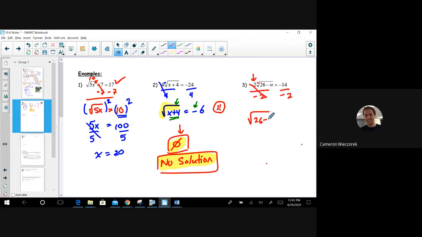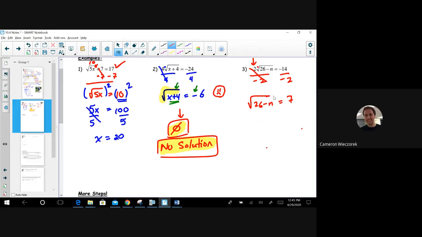So I get 26 minus n equals, negative divided by a negative is a positive. Now there's no more issue. Notice the square root is now equal to a positive number. So this problem we can keep solving and we're going to get an answer. I'm going to square both sides to get rid of the radical. So I get 26 minus n equals 49.